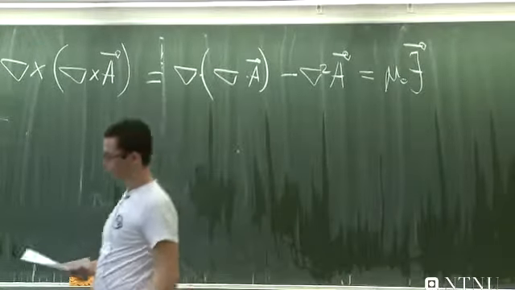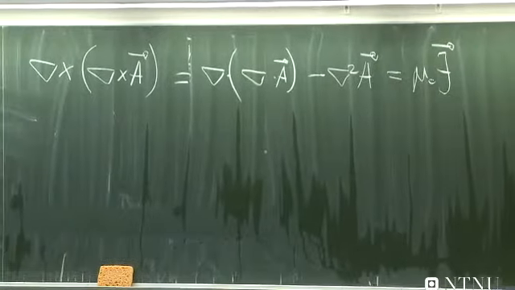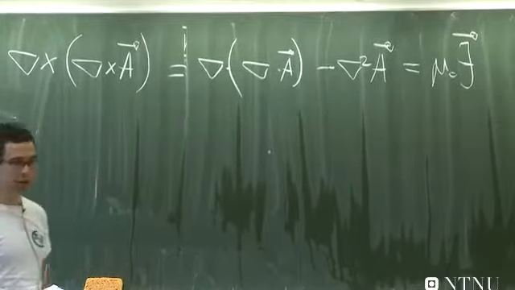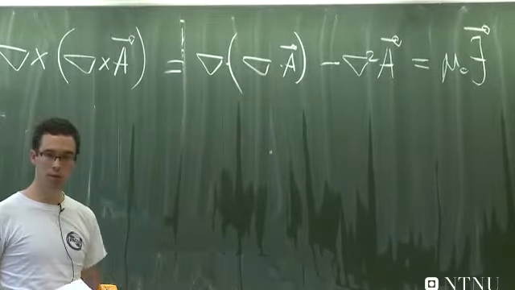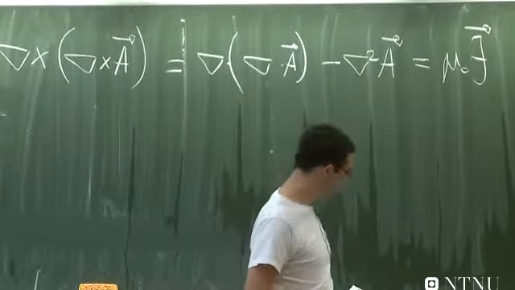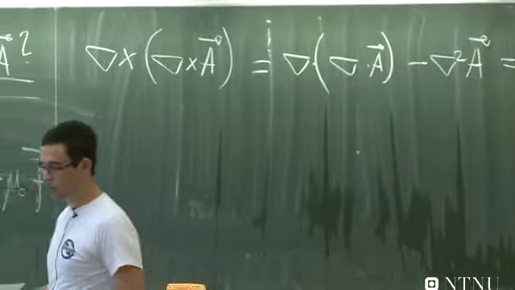I'll take the curl of the B field, which is the curl of the A field, so the curl of the curl. Well, that's a big mess, but you all learn how to use the Levi-Civita tensor. And now you realize the usefulness of that, because you can easily show this relation using that tensor.